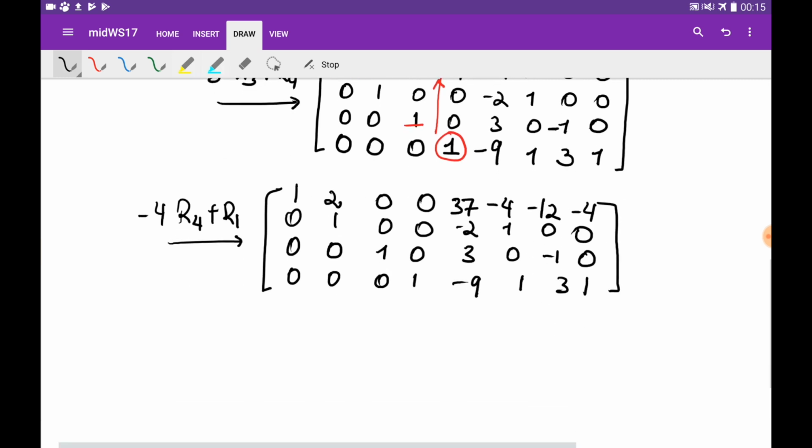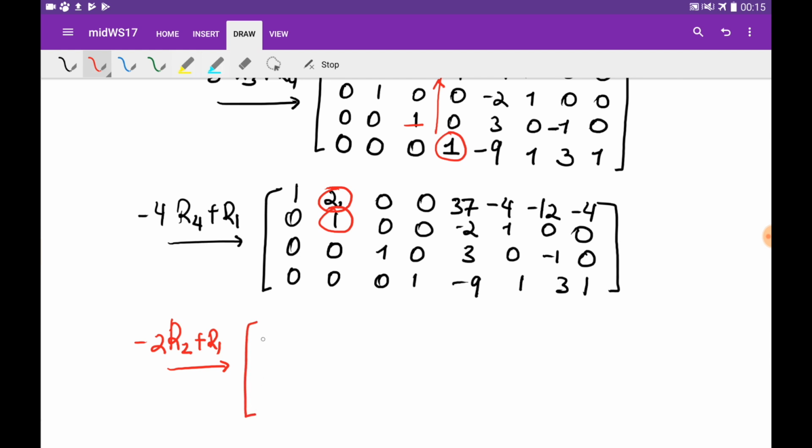The only thing I have to do is eliminate this 2, and I need to use this pivot on the second row in order to do this. We multiply the second row by minus 2 and add this to the first one, and we are going to obtain 1, 0, 0, 0. I have to multiply all the entries on the second row by minus 2 and add this to the first one. So minus 2 multiplied by minus 2 is 4, plus 37 is 41.